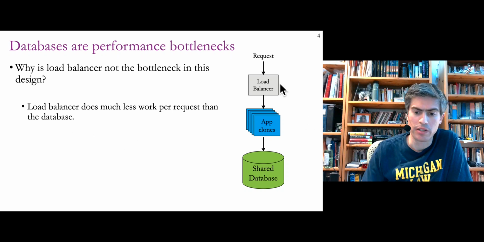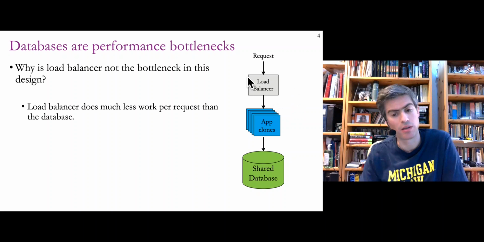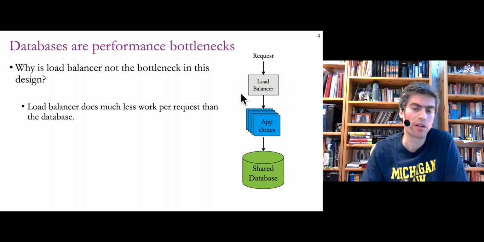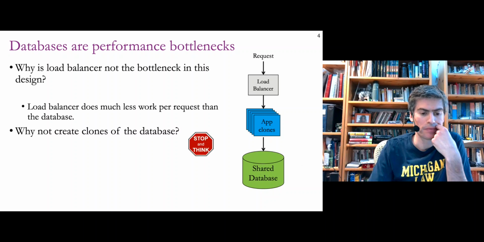So the load balancer is a single point of failure in this diagram, but it's not the bottleneck. If there was no database at all in this design, then you would say that the load balancer was the bottleneck. But in general, there's only one bottleneck in a system. It's whatever the slowest component is. And in this case, it's the database.